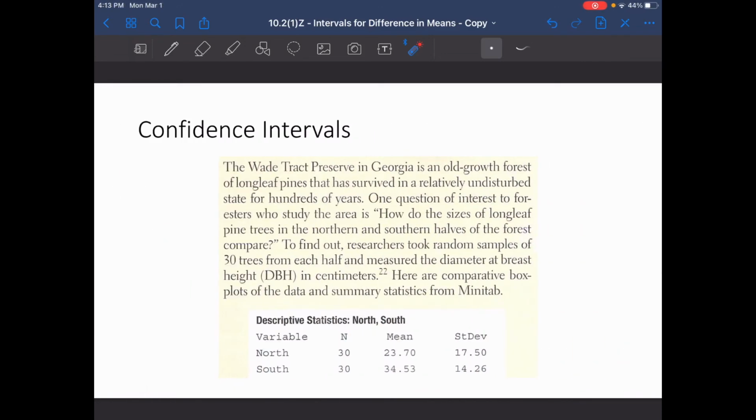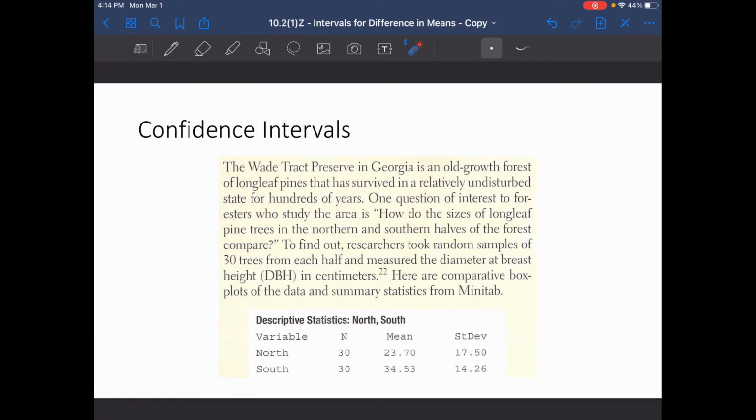So let's take a look at the full way that we need to solve for confidence intervals. The Wade Tract Preserve in Georgia is an old-growth forest of longleaf pines that has survived in a relatively undisturbed state for hundreds of years. One question of interest to foresters who study the area is, how do the sizes of longleaf pine trees in the northern and southern halves of the forest compare? To find out, researchers took random samples of 30 trees from each half and measured the diameter at breast height in centimeters. Here are comparative box plots of the data and summary statistics from Minitab.